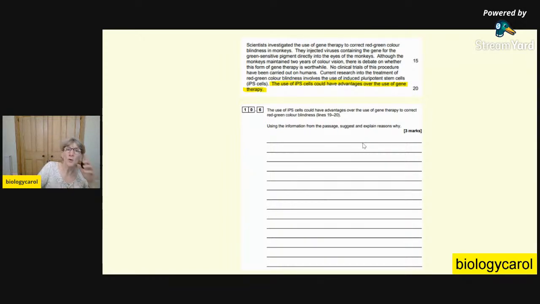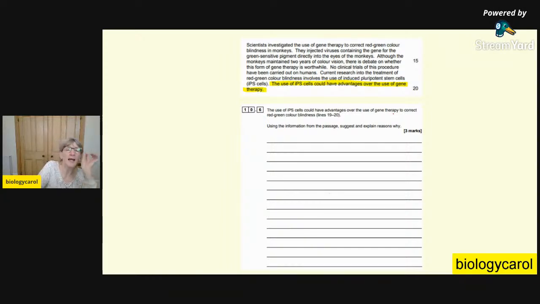Thought that was reasonable. Then I looked and thought, okay, I've got 1 out of 3. Suggest and explain. So suggest they can be long-term, and explain because they divide. Then I'm going, okay, what's the rest? Maybe they're better than viruses, there's my suggestion. Explain because viruses could mutate and become pathogenic. And now I was really feeling like I was dredging the bottom of the barrel. Mark point 3.